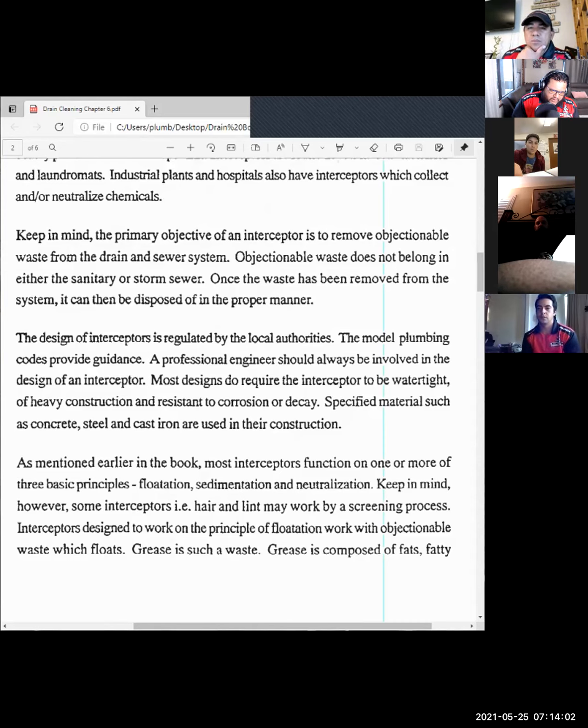Most designs do require the interceptor to be watertight, of heavy construction, and resistant to corrosion or decay. Specific materials such as concrete, steel, and cast iron are used in this construction. As mentioned earlier in the book, most interceptors function on one or more of the three basic principles: flotation, settlement, and neutralization. Keep in mind, however, that interceptors for, example, hair and lint, may work by a screening process.